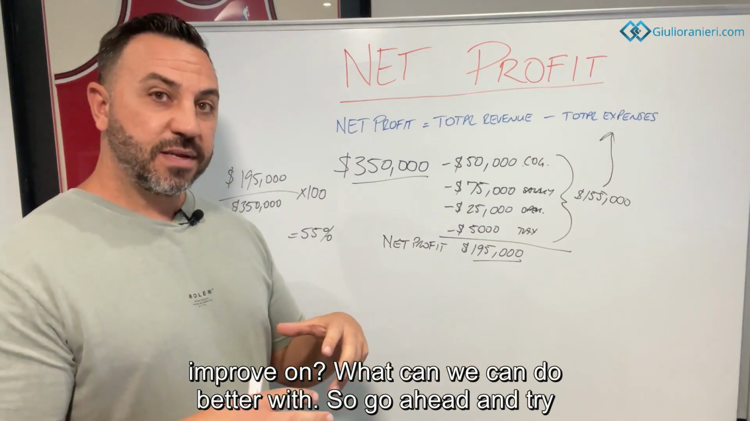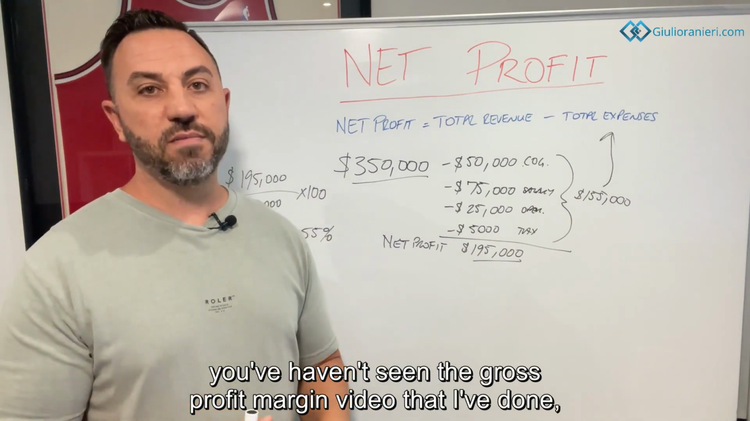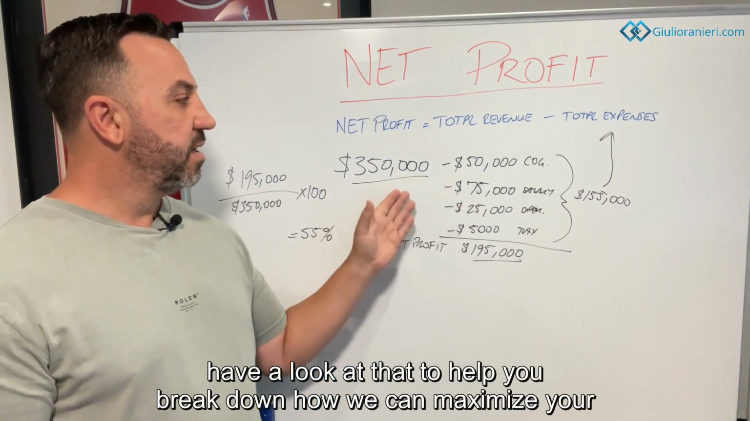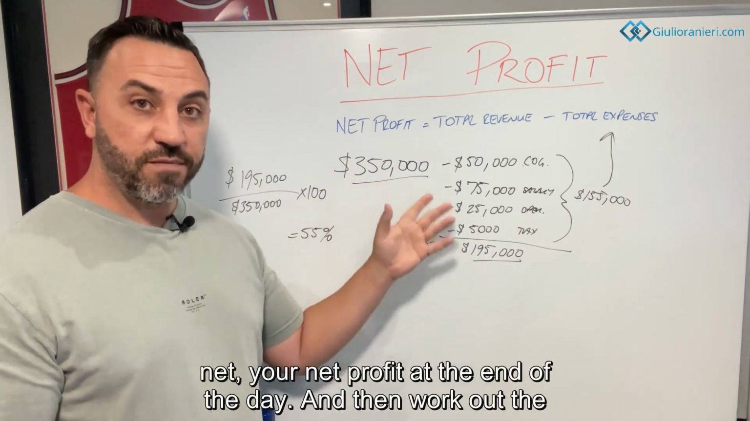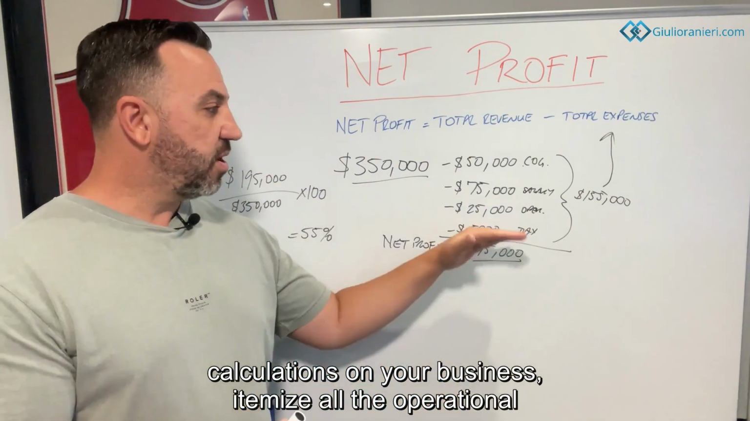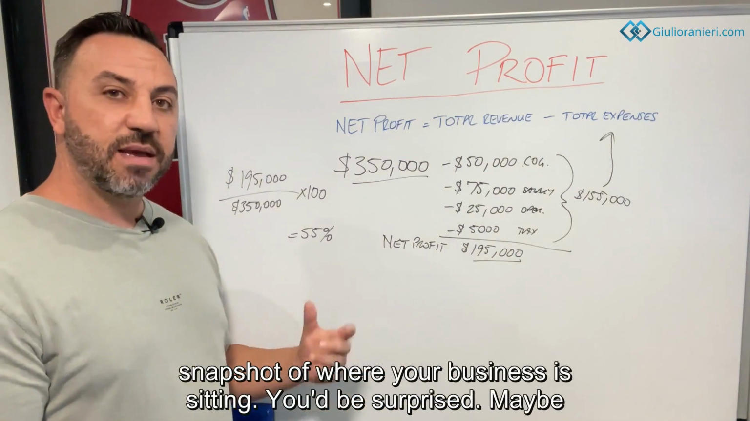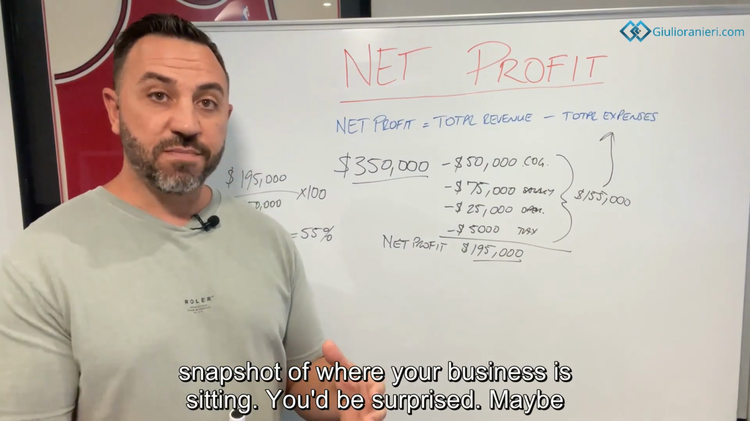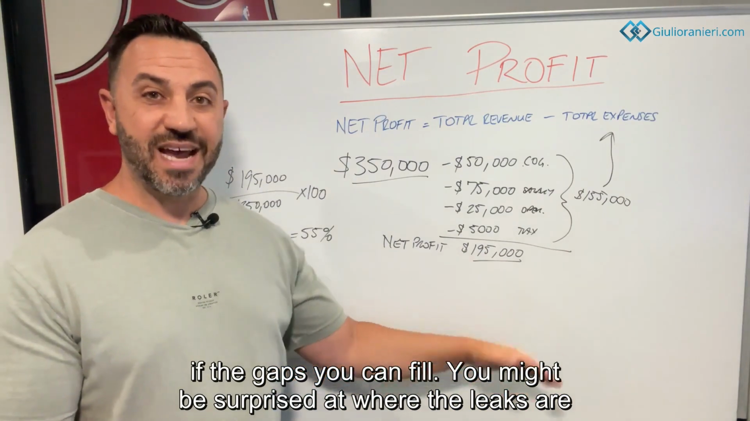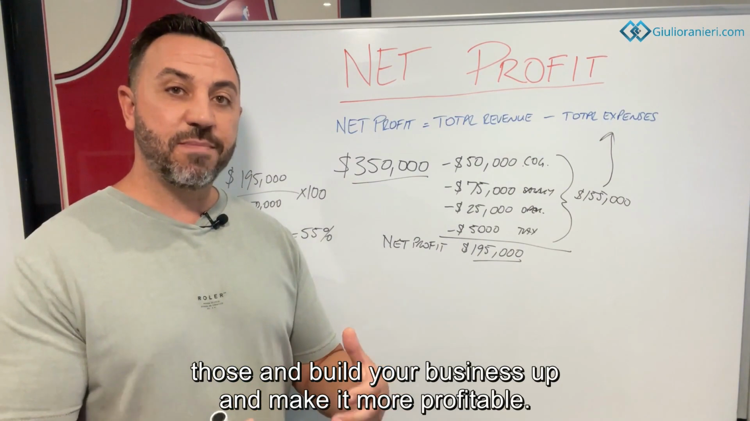So go ahead and try that with your business. Have a look at what you're doing. If you haven't seen the gross profit margin video that I've done, have a look at that to help you break down how we can maximize your net profit at the end of the day, and then work out the calculations on your business. Itemize all the operational expenses and the other expenses that you have, and get a really clear snapshot of where your business is sitting. You'd be surprised maybe at the gaps you can fill. You might be surprised at where the leaks are in your business, and you can come up with strategies and ways to fill those and build your business up and make it more profitable.